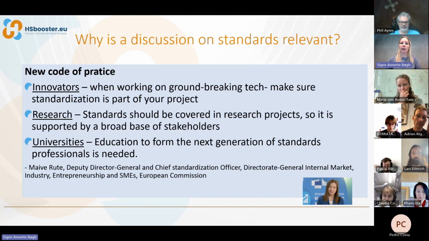Secondly, standards should be covered in research projects because this makes it supported by a broad base of stakeholders. So here you can also read that one of the reasons why you should be interested in standardization is so the technologies you're working on are actually supported by a broad base of society. And secondly, it's also about education, making sure that the next generations also know what this tool is and how we can use it.